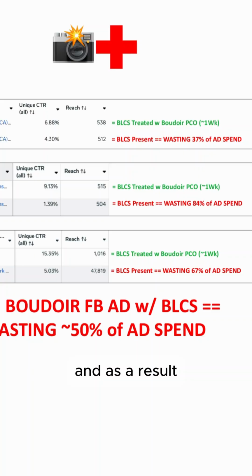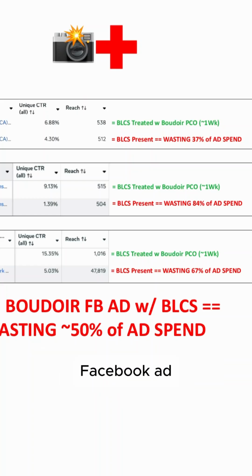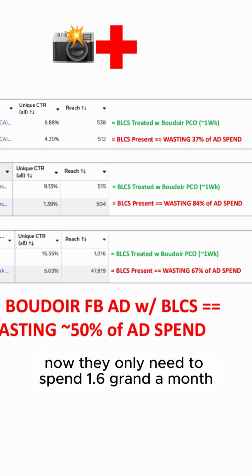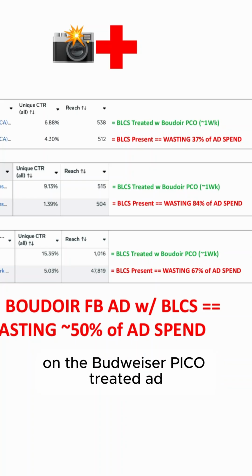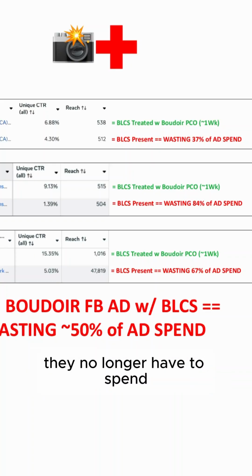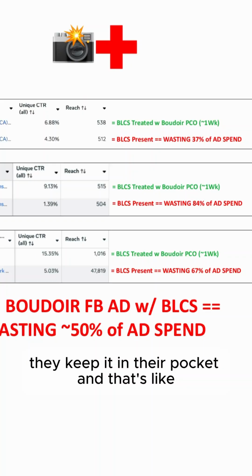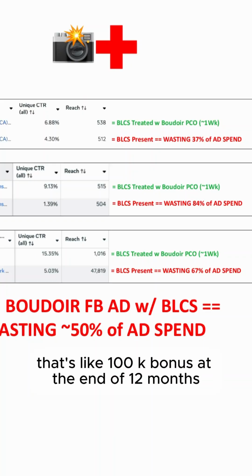If they're spending 10 grand a month on the original Boudoir Facebook ad, now they only need to spend 1.6 grand a month on the Boudoir Pico treated ad to get the ad into the same number of women's brains. So $8,400 a month they no longer have to spend, take it out of their budget. They keep it in their pocket. And that's like a 100K bonus at the end of 12 months.